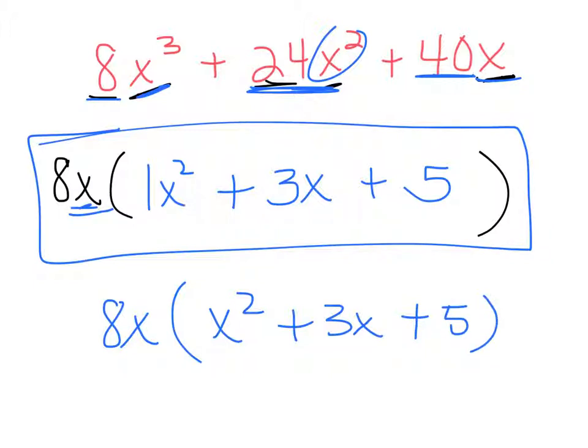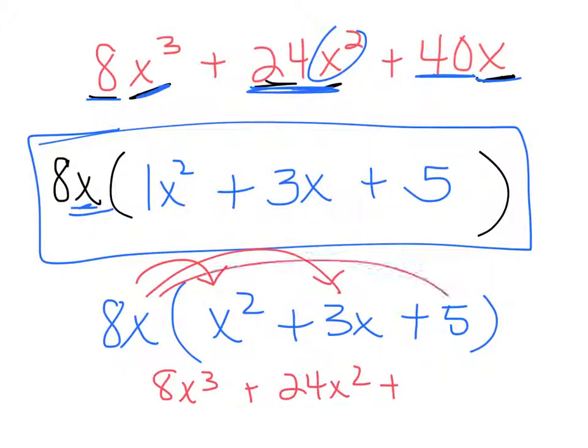And then again, if you wanted to check it to make sure you were right, I don't know if you have a test or something on this, you can just multiply it out. So 8x times x squared would give you 8x cubed plus, again, just reversing it, 24x squared plus 40x. And again, I'm assuming you did this kind of stuff already, so I'm going through it kind of fast.